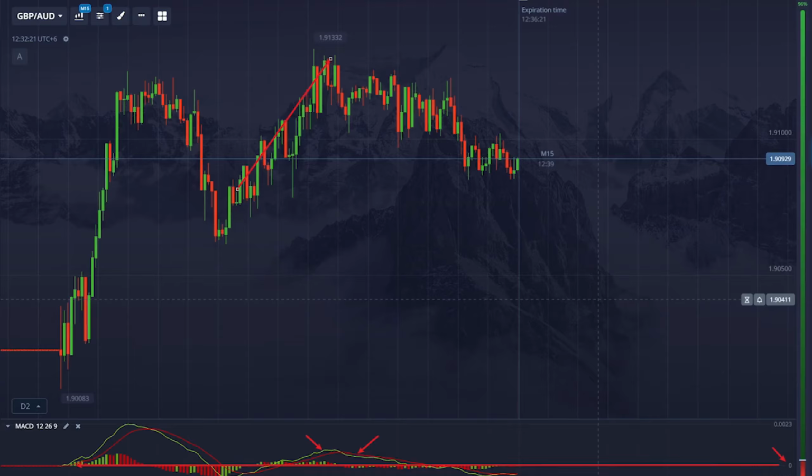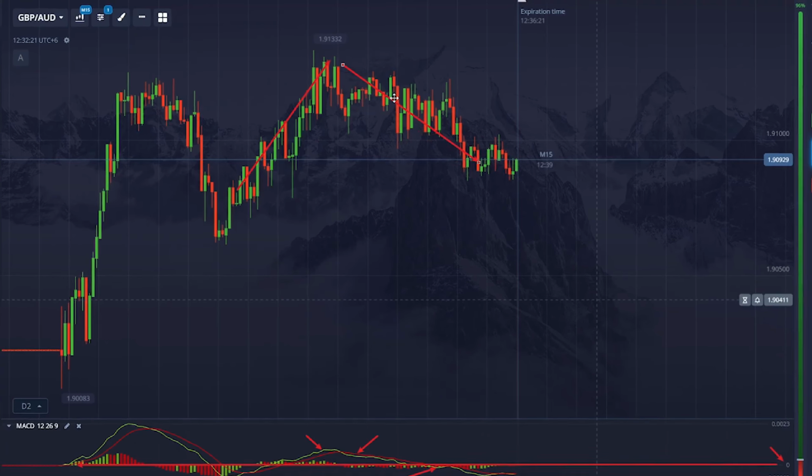If the histogram bars are currently below the 0 level, just like we see right here, it simply means the market price is going down. I hope that's clear. If the histogram is positioned above the central middle line, it means the price is trending upward. Conversely, if the histogram is below that middle line, then it means the price is trending downward.